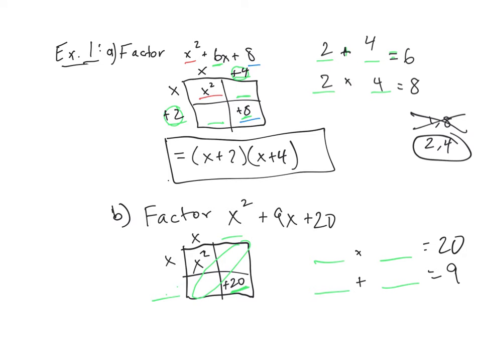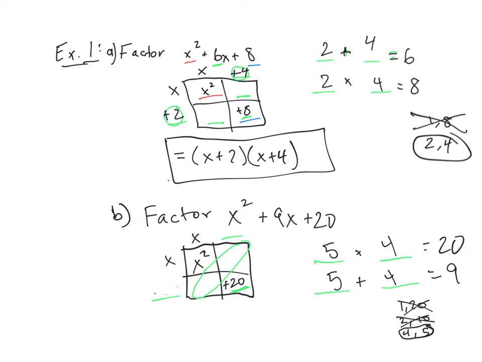Yeah, hopefully you said 5 and 4, right? 5 times 4 is going to make 20. 5 plus 4 is going to make 9. I usually think about the multiplying options first, so we'd have 1 and 20, we'd have 2 and 10, and we'd have 4 and 5. Those are the only three options, the things that multiply to 20, and 4 and 5 is the only one that's going to add to 9. This one's going to be 12, 2 and 10, and 1 and 20 is going to be 21.